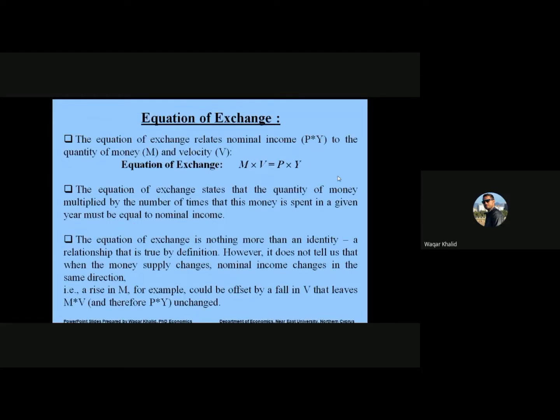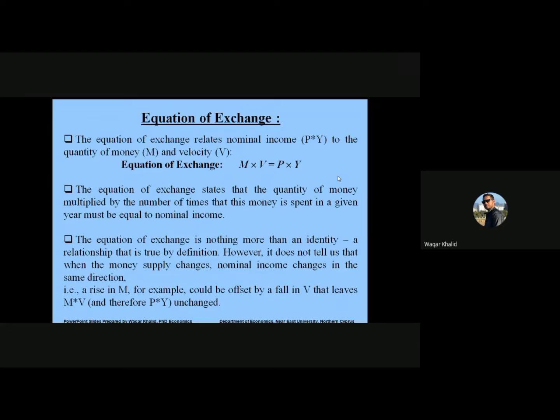Equation of exchange. The equation of exchange relates nominal income to the quantity of money and velocity. We can write it as M multiplied by V is equal to P multiplied by Y, or we can simply write MV = PY. M represents the money supply, V represents the velocity of money, P represents the price level, and Y represents total output. So the equation of exchange relates nominal income to the quantity of money and velocity.